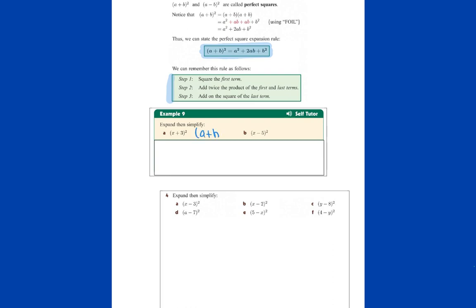Okay, (x plus 3) all squared. (a plus b) squared. So x is a, b is 3. So a squared plus 2ab plus b squared. That's our formula. So a squared is x squared. b squared is 9, 3 squared. Now this middle term is 2 times a times b. So 2 times x times 3, which is 6x. So our answer is x squared plus 6x plus 9.